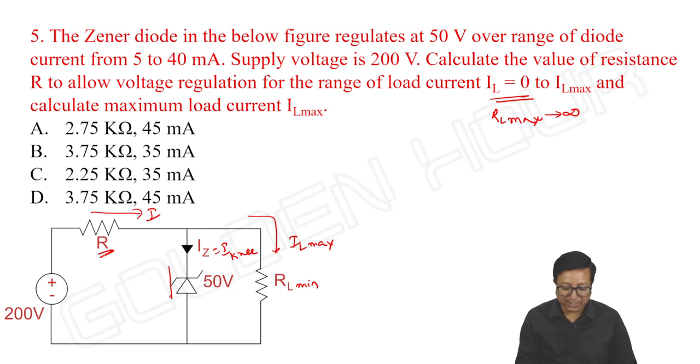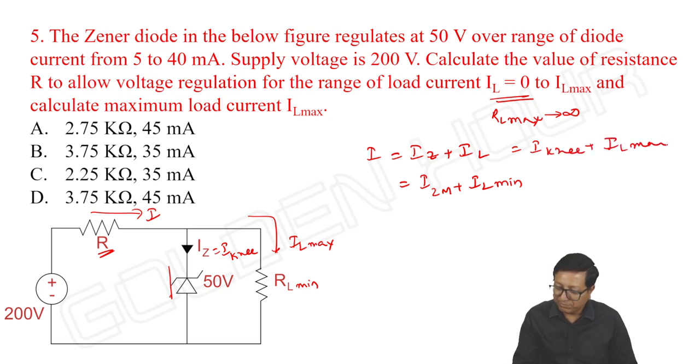First point. For calculating R, we should know I. How to write I? I can write I is equal to IZ plus IL, and IZ minimum is known, but IL maximum we do not know. They are asking us to find. So the second equation is IZ maximum plus IL minimum. This equation we can use, because in the other equation, I plus IL maximum, knee current is known, but IL maximum is not known. So I am using only this equation. IZM is 40 milliampere plus IL minimum is 0.